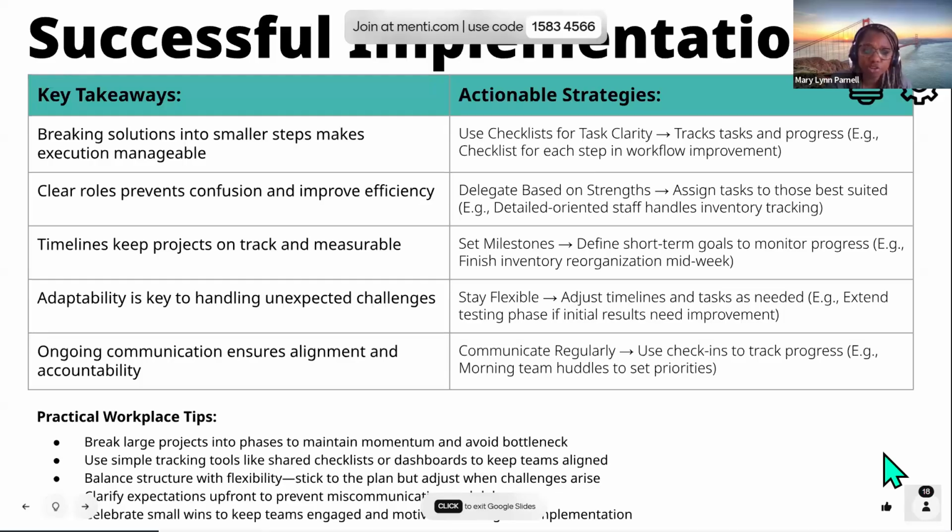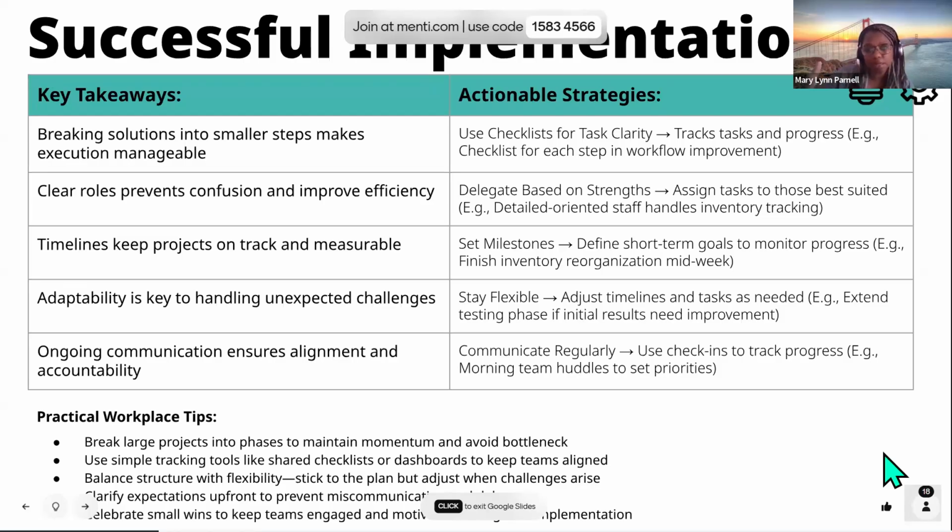Ongoing communication ensures alignment and accountability. So, communicating regularly, using check-ins to track progress, either morning team huddles, setting priorities, Slack, whatever tool helps communication as we're doing these changes, really makes implementation very, very successful. Breaking large projects into phases and maintaining momentum to avoid bottlenecks.